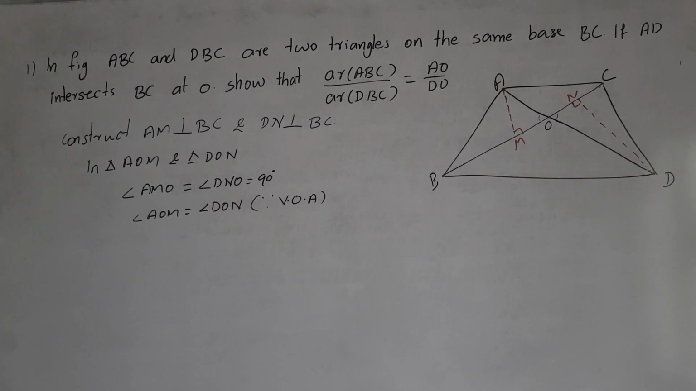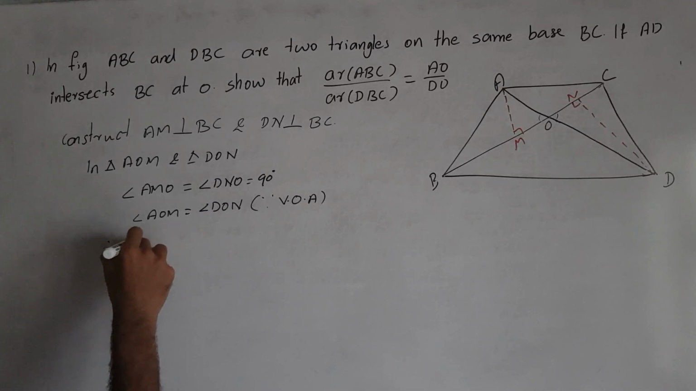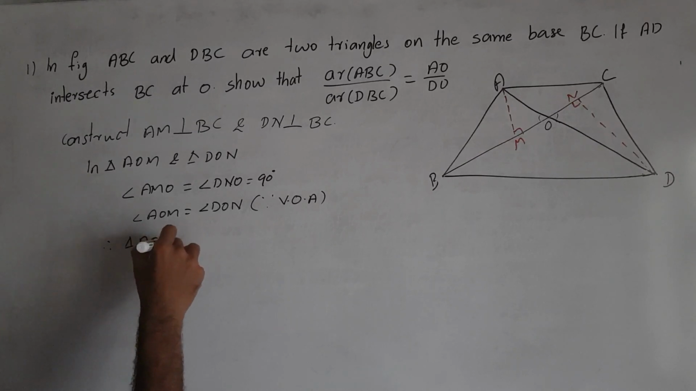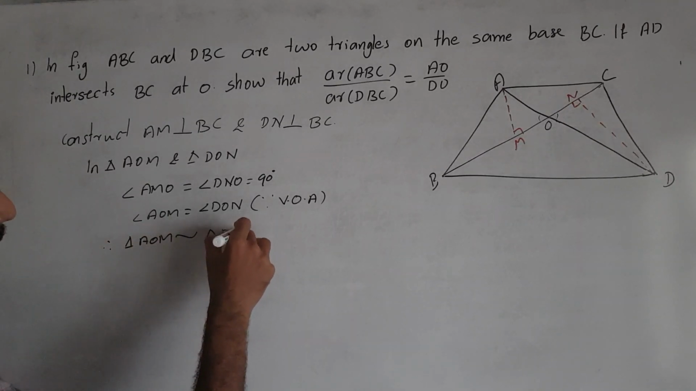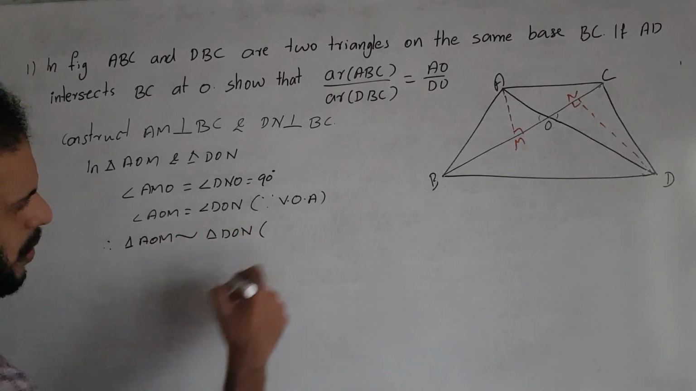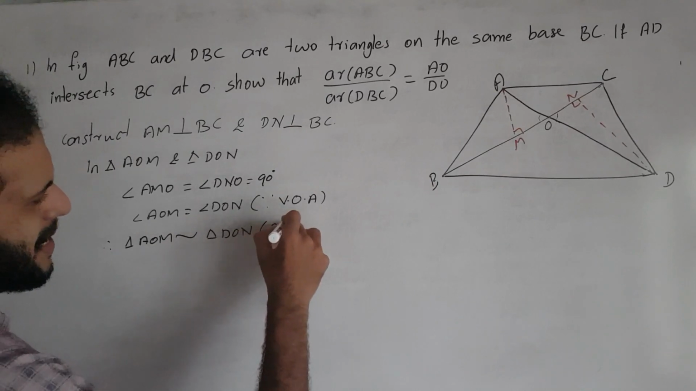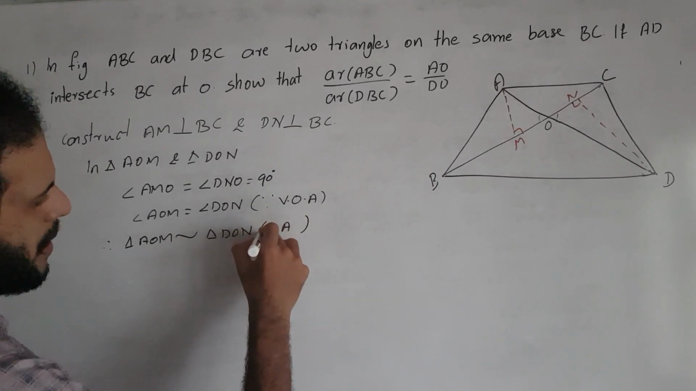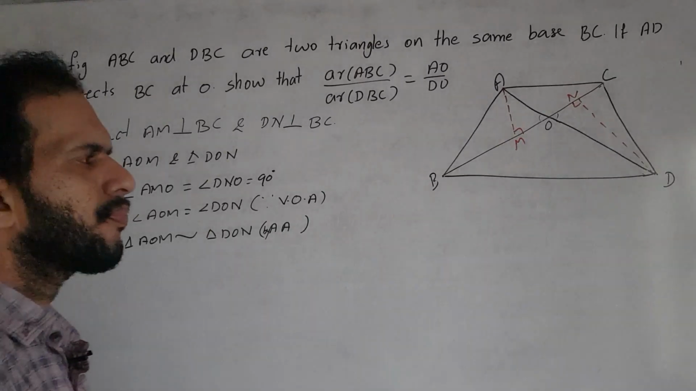Then now it is very clear, the triangle AOM. Therefore, triangle AOM is similar to triangle DON. Why? What is the rule? The rule is the similarity rule by AA. Correct? Triangle AOM is similar to triangle DON by AA. Then we know the idea.